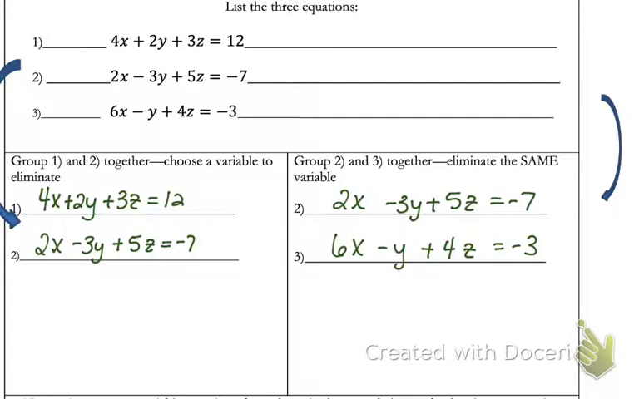Alright, now time for the 3-variable system. So first of all, you need to group together equations 1 and 2 and 2 and 3 on the lines provided. Next, we're going to look at which variable to eliminate. So we could eliminate our x's, our y's, or our z's. Personally, I think the y's look easiest. On the right side, I just have a -y, so it'd be really easy to make a positive 3y. So I'm going to eliminate out my y's.